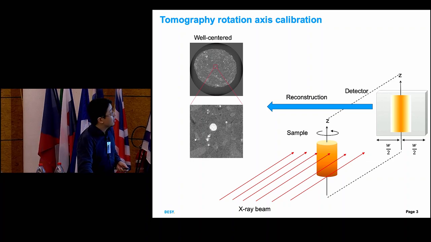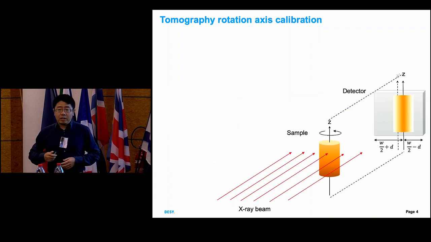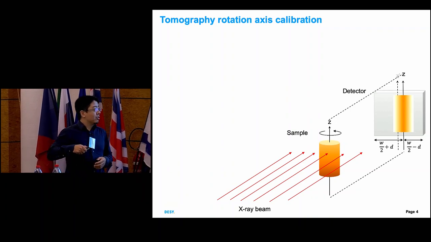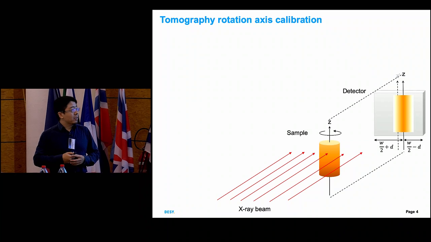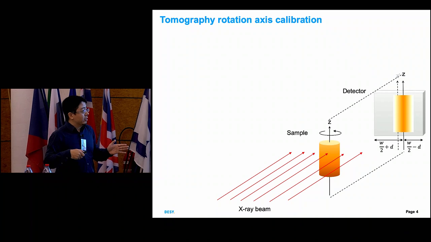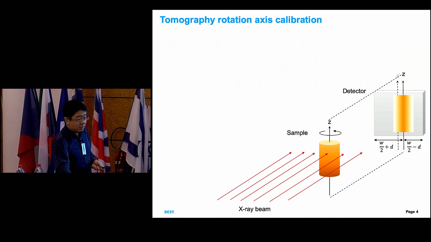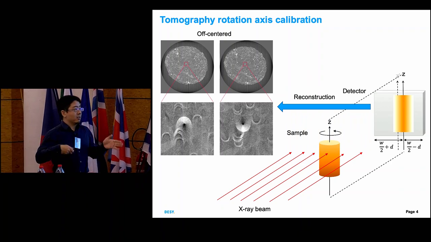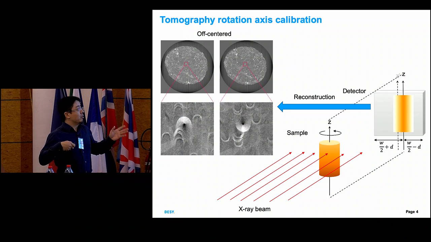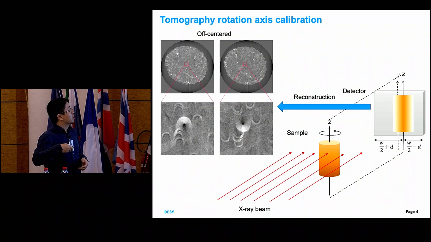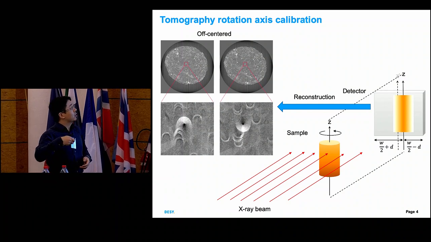But in reality, especially in nano-scale measurement, it's not possible to always align your rotation axis in the middle of the detector. For each different measurement, it's always slightly offset. So with this kind of offset, if you consider it's still in the middle of your reconstruction mesh, then you get this kind of fake reconstruction. You get shadows behind your true object, and your object is deformed.